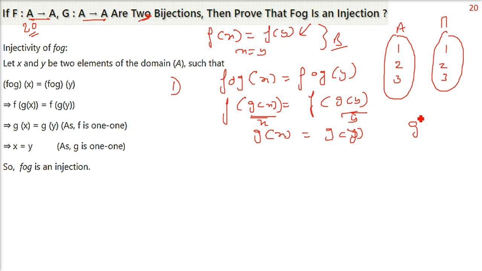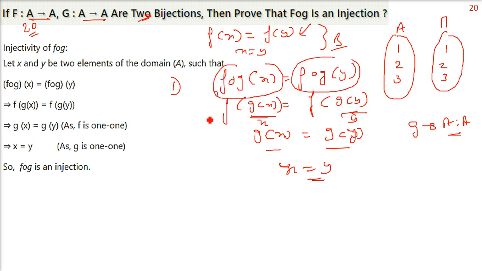So gx equals gy. Now g is also 1 to 1, and 1 to 1 and onto also, because this is a bijection. So gx equals gy means x equal to y. So we started with fog x and fog y, and we proved that x is equal to y. Fog is injective, we have proved.